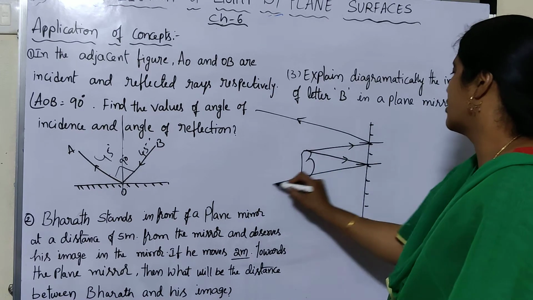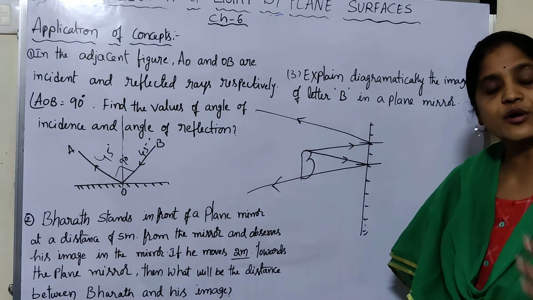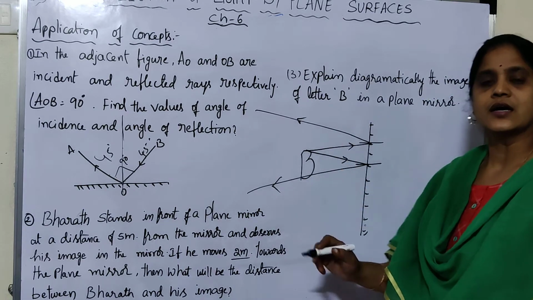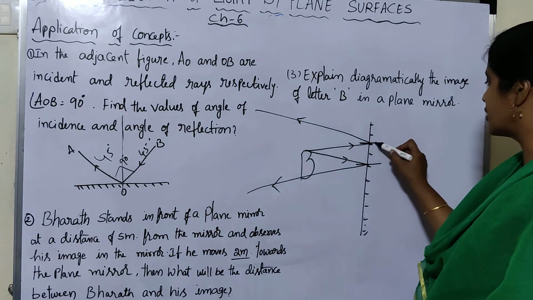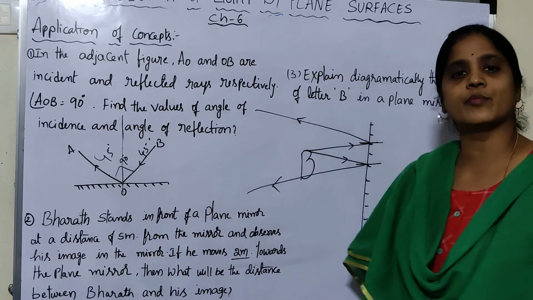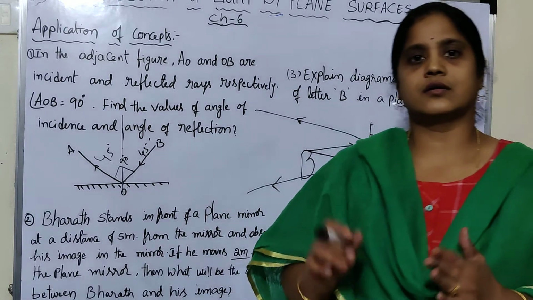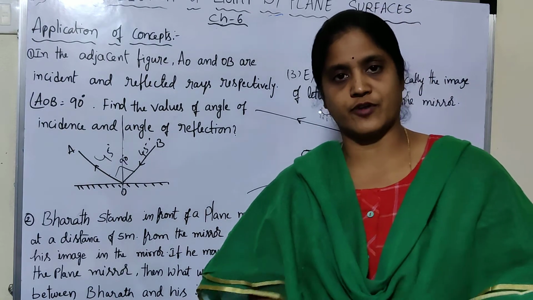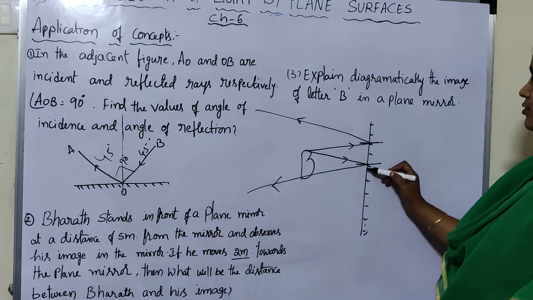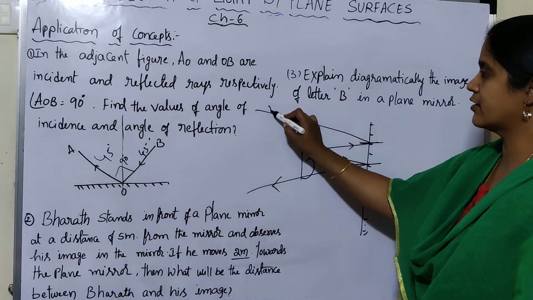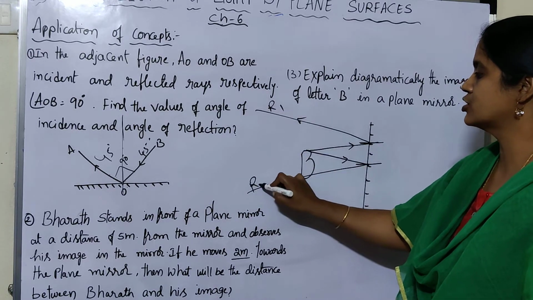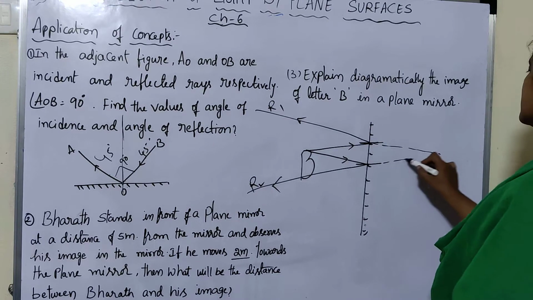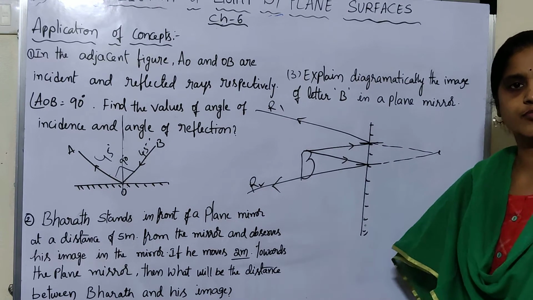If you draw a normal, it is easy to draw the reflected rays. Why do we have to draw a normal? Because from the normal, the angle of incidence is equal to the angle of reflection. So you will get these reflected rays 1 and 2. When you extend these reflected rays backwards, they appear to meet at some place.